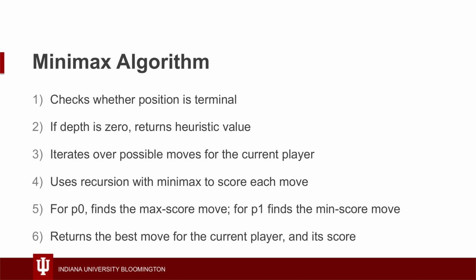Now we generate the children of the current state, and we iterate over them. We score each child by recursively calling minimax again with depth - 1. On the homework, you will also pass the generated child boards to minimax, but in this problem, the trick is that you have to undo each move after scoring it. Then we keep track of the move with the highest score if it's player 0's turn, and the move with the lowest score if it's player 1's turn. Finally, we return the best move for the current player and its score.